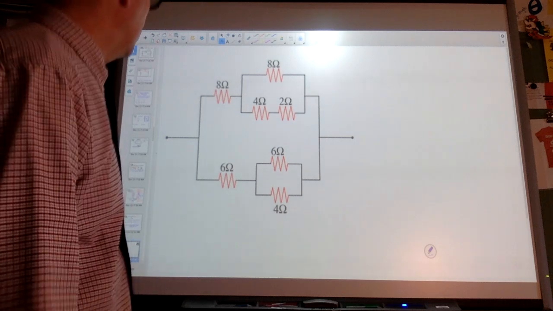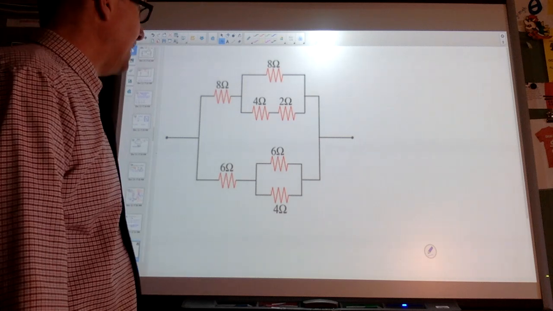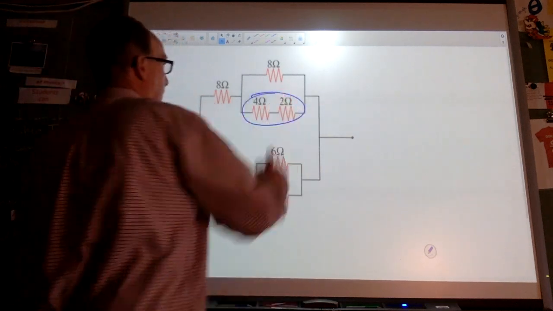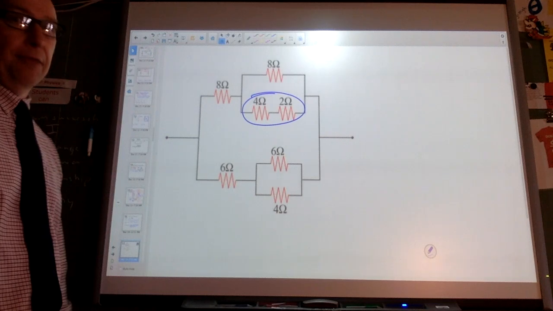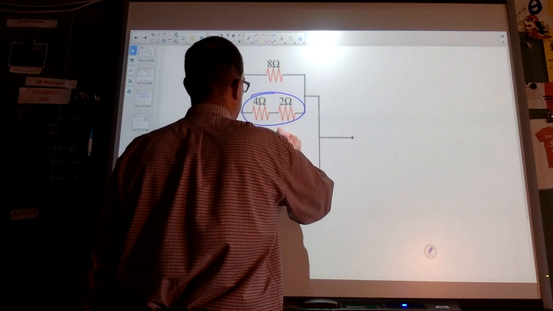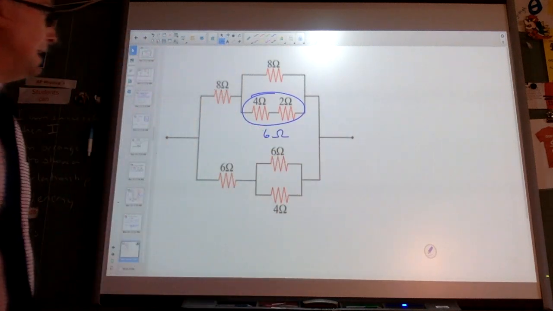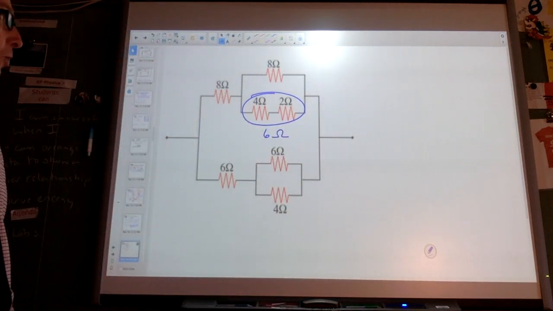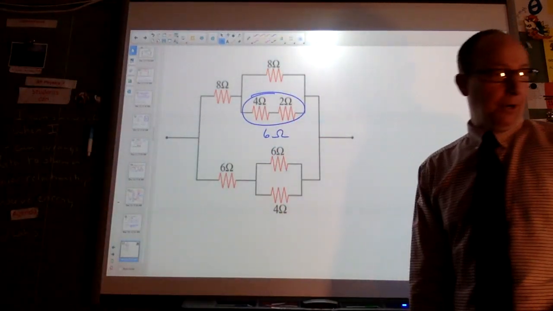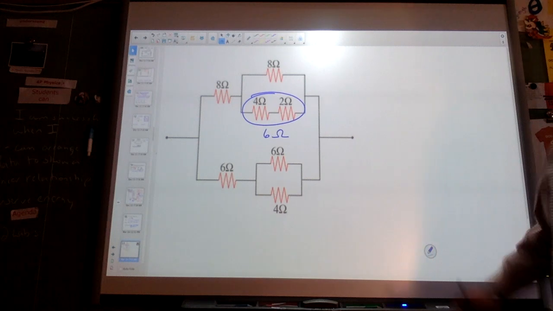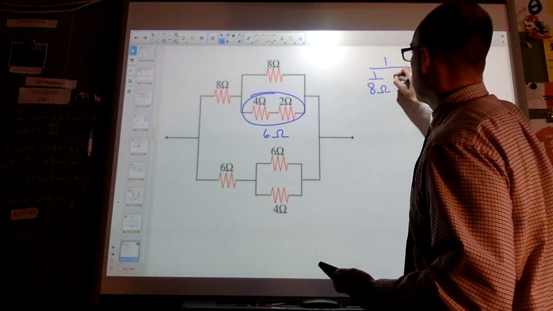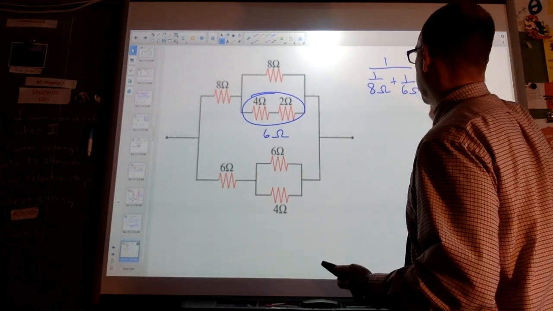All right, so looking at this, is anything in series? Yes. Those two share a path. So what am I going to do? I'm going to combine the 4 and the 2 as a 6. Anything else in series? No. But these two are in parallel and those two are in parallel. So let me combine those. So I'm going to have 1 over 8 plus 1 over 6.